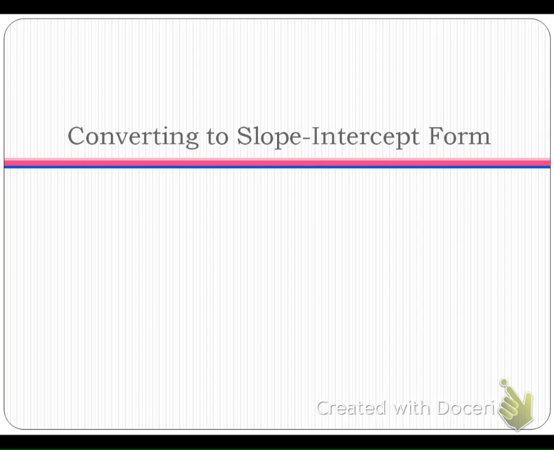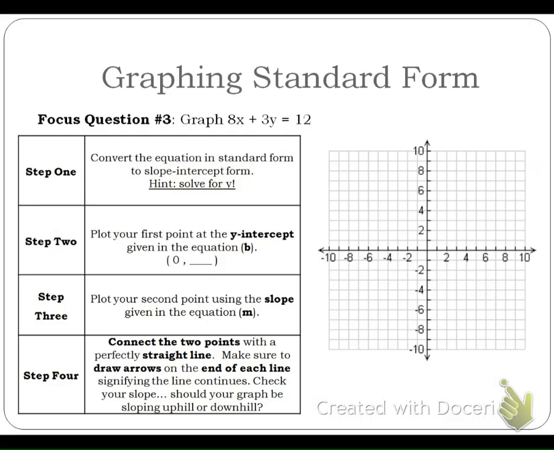The other way of graphing a line from standard form is to first convert it to slope-intercept form. So here we have an equation of a line, 8x plus 3y is equal to 12. Remember that your slope-intercept form is y equals mx plus or minus b. Often in books you'll just see plus b. So what you'll need to do is solve for y.